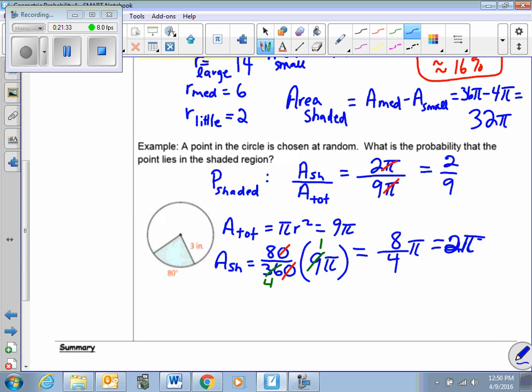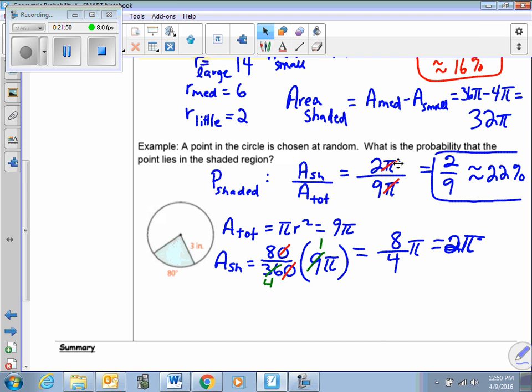And if you're a percentage person, we'll say that that's approximately 2 divided by 9. That's approximately 22%. All right, so that's it, guys. Write a summary, practice.